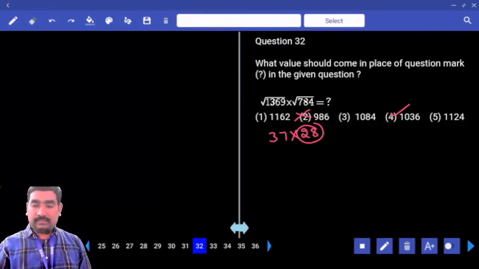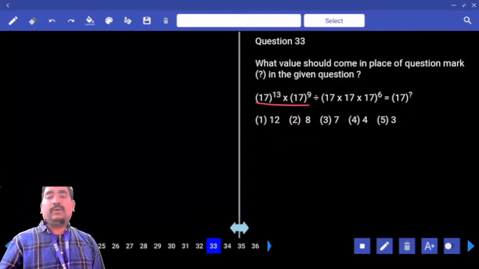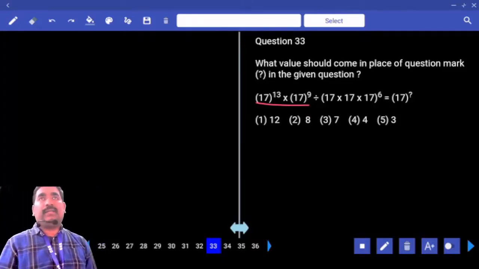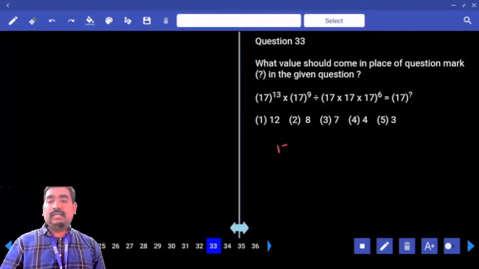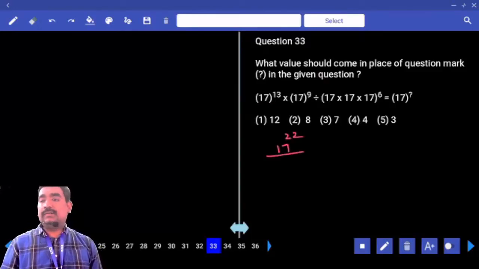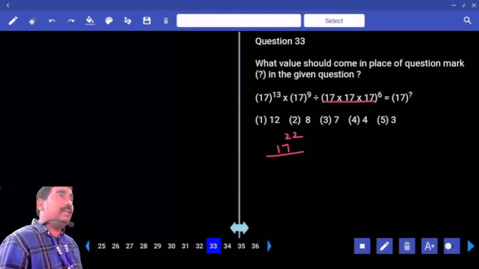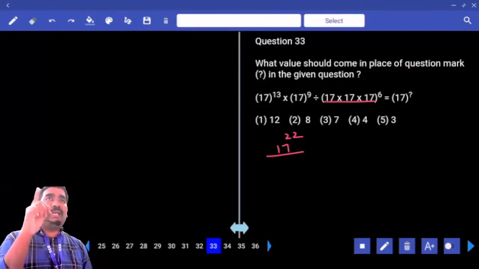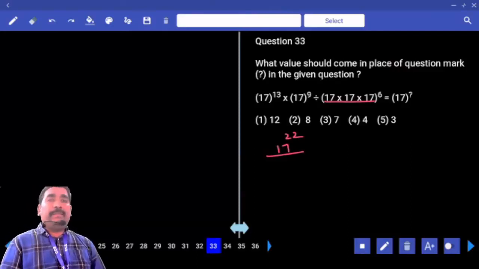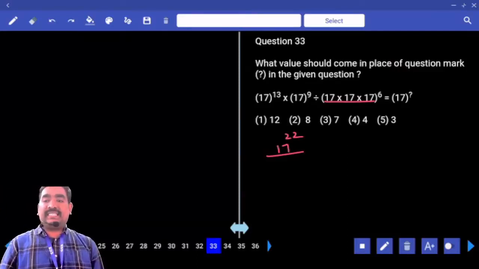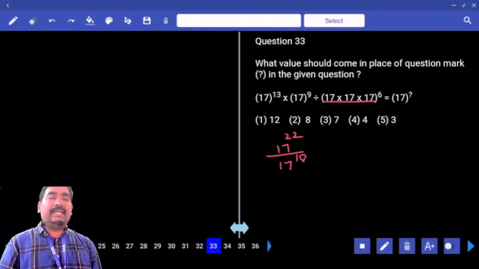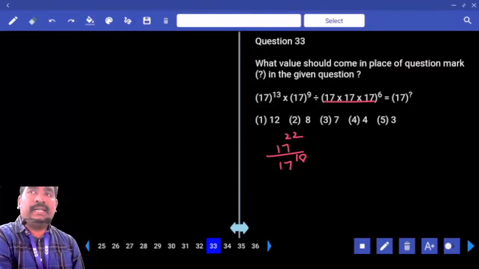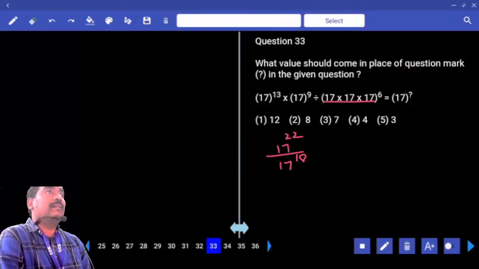Yes or no? A power m into a power n is a power m plus n. 13 plus 9. 17 power 22. 17 into 17 into 17, 17 cube. A power m whole power n is a power mn. 17 power 3 whole power 6 is 17 power 18. A power m by a power n is a power m minus n. 22 minus 18. 4 is your answer.